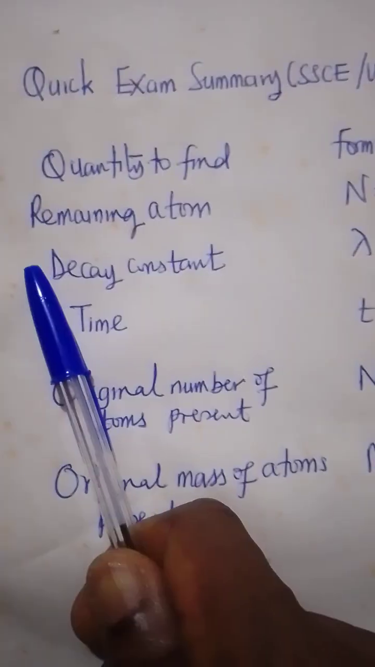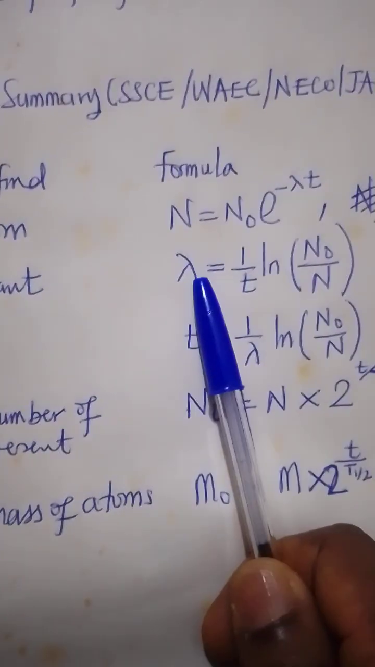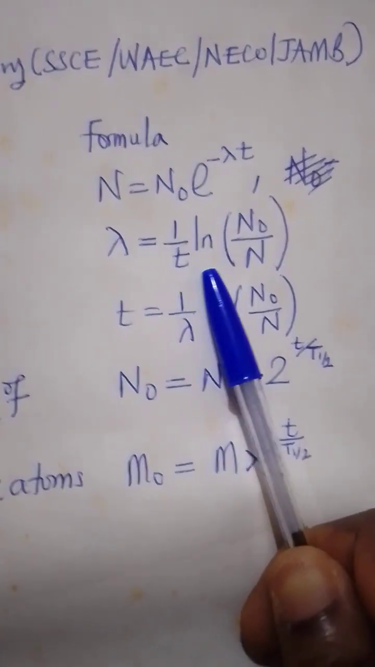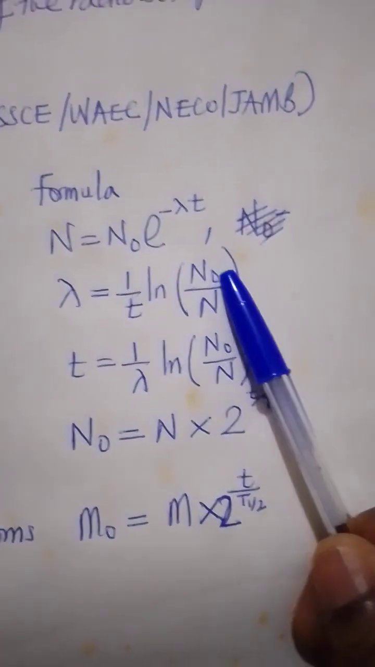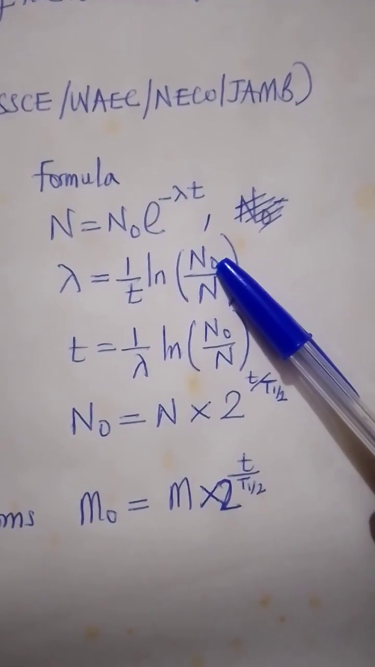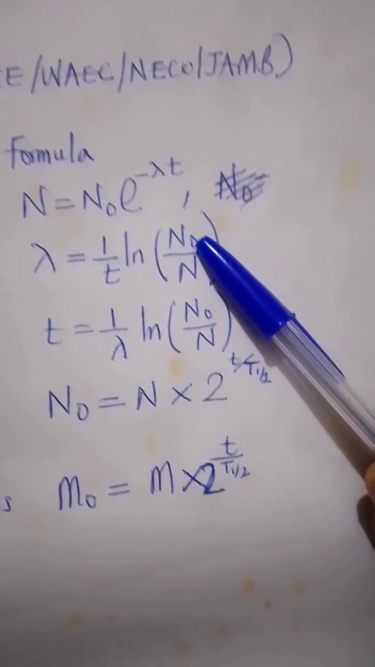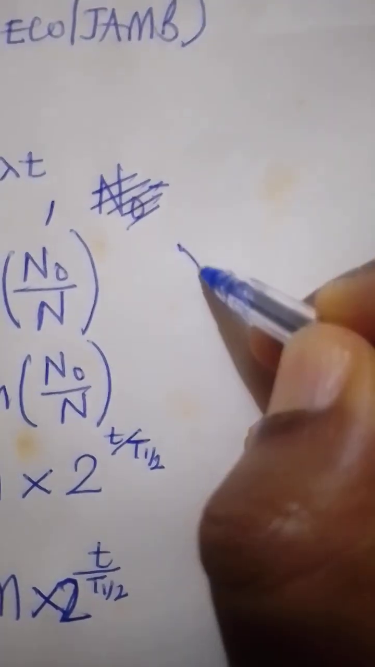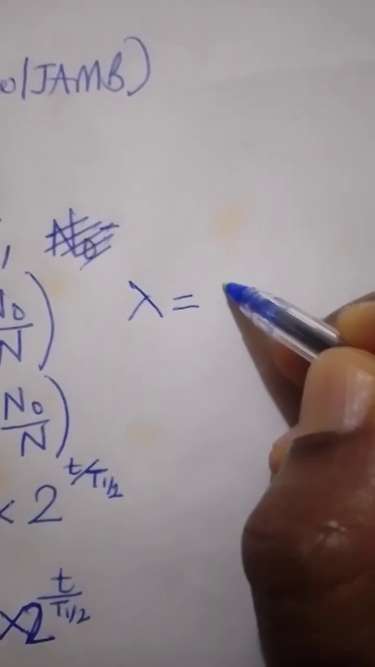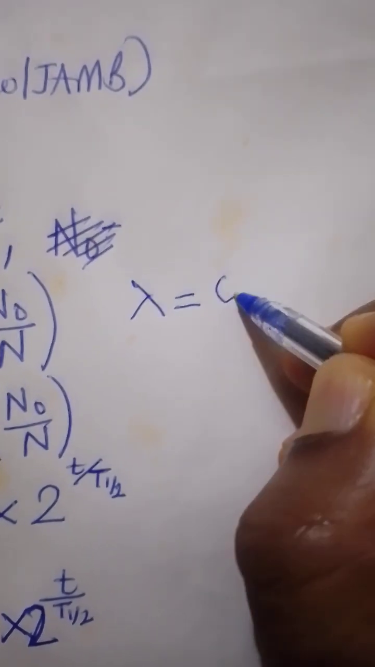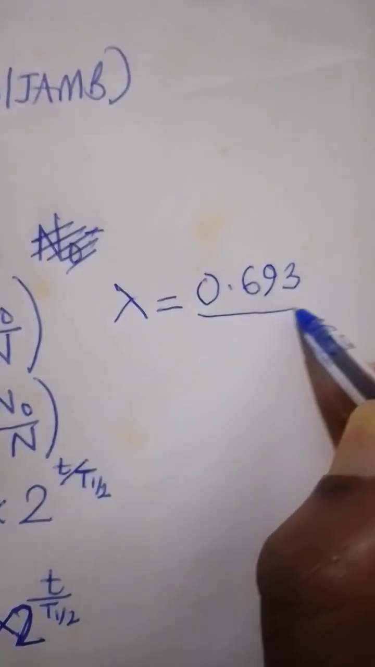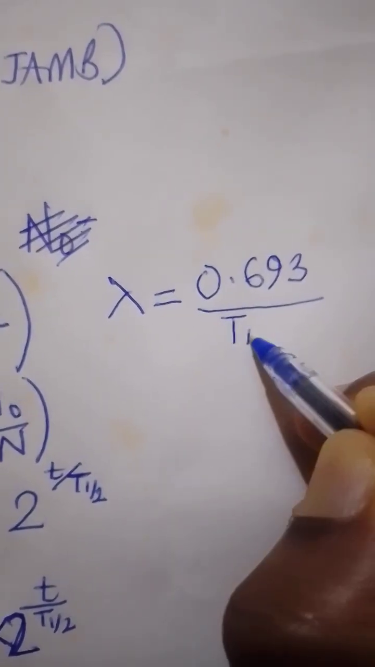If we're told to look for decay constant, we use lambda equals 1 over T natural log of N naught, that's the original number of atoms present before decay, over N, the number of atoms present after decay. We can also say that our decay constant lambda is 0.693 over our half-life.